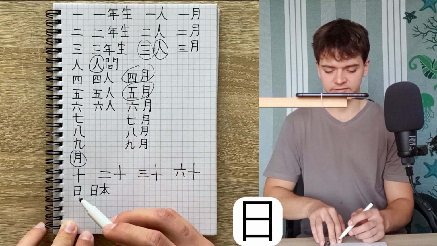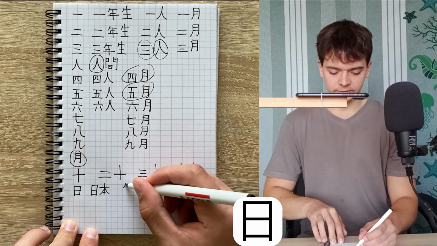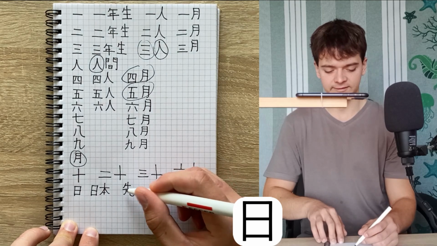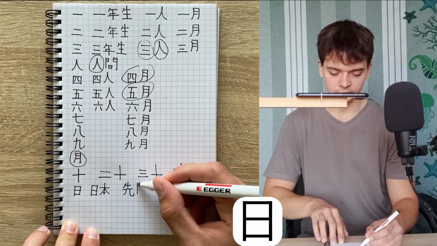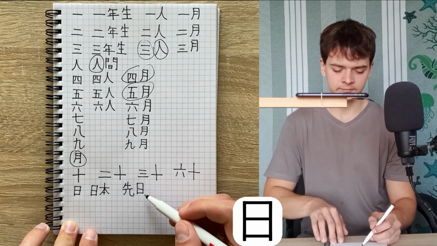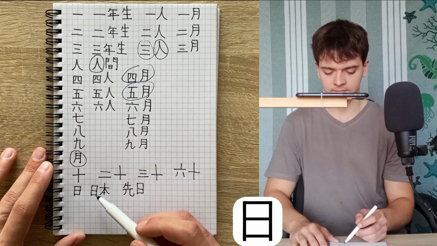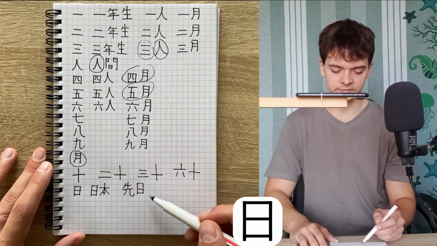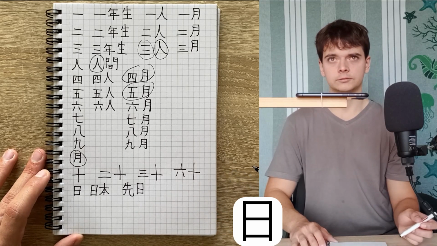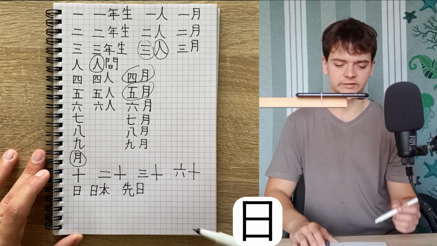We can say its other reading is jitsu. For example, if you use it with this kanji, that's read here as sen, and put the sun kanji behind it, it's not read as sen-nichi, but senjitsu. So senjitsu means the other day. So I could say senjitsu sotsugyo shimashita. I graduated the other day.